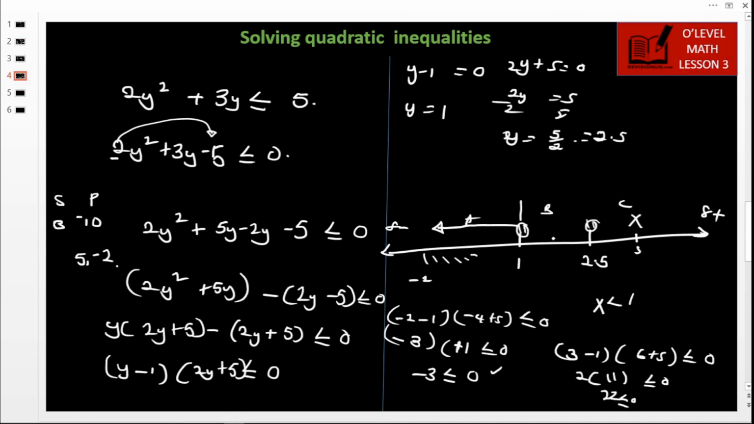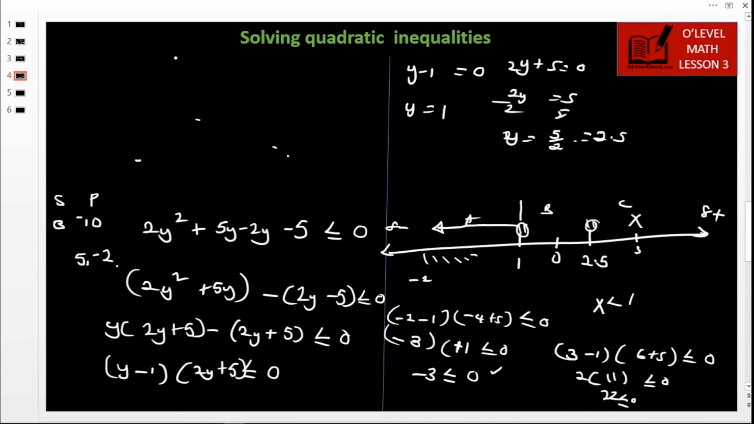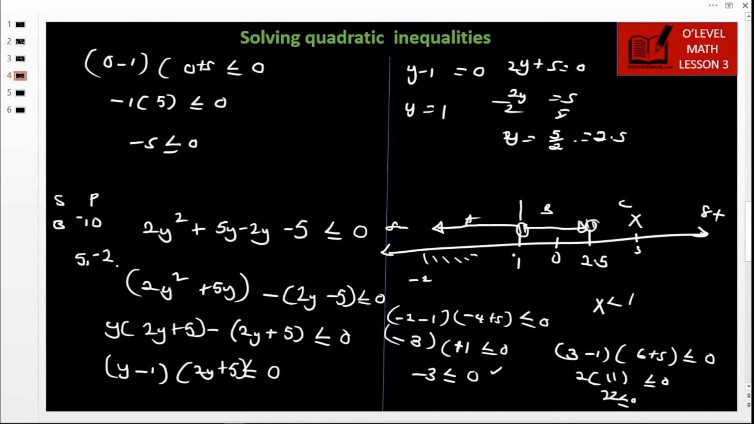Let us now get in the middle. The middle is going to be 0. So let us choose 0 from the middle. So from here we shall get 0 minus 1 into 0 plus 5, is it less or equal to 0? So this is negative 1 into 5 less than 0, so negative 5 is less than 0, right? So even here it's going to be working. So here it's going to be x is less or equal to 2.5. So we have x is less than or equal to 1, and also x less or equal to 2.5.